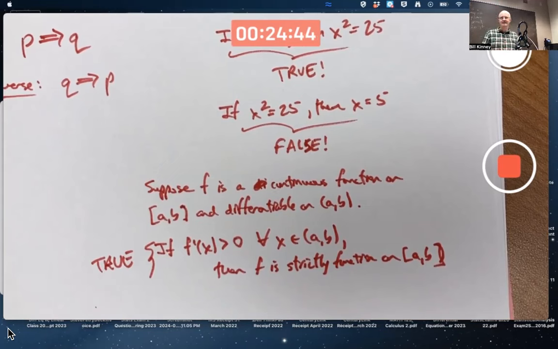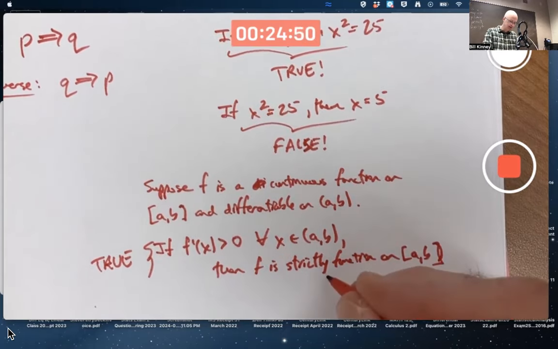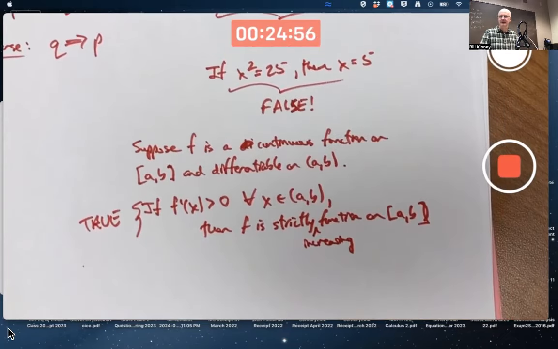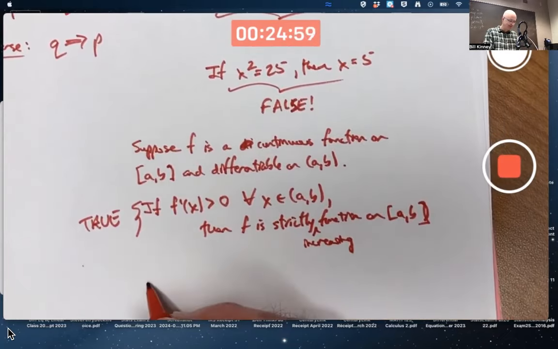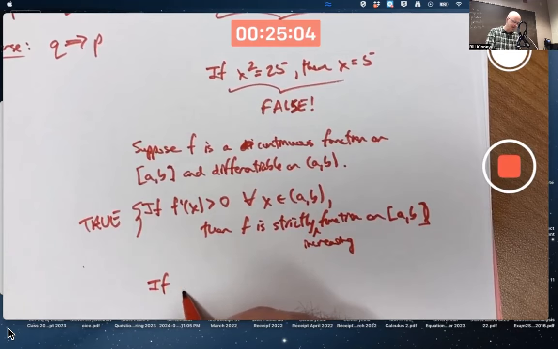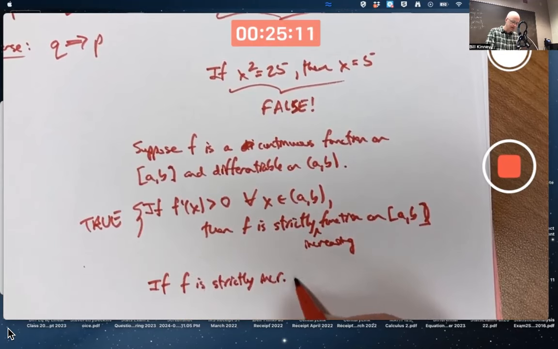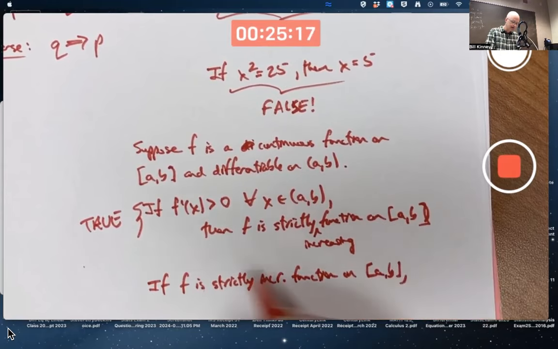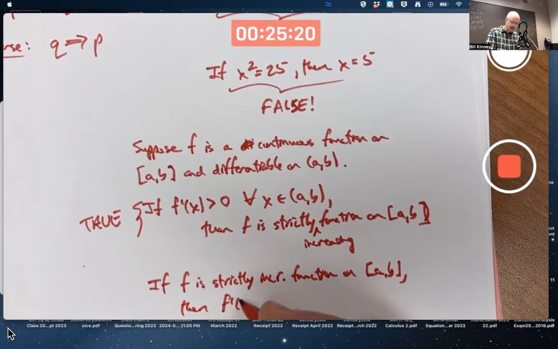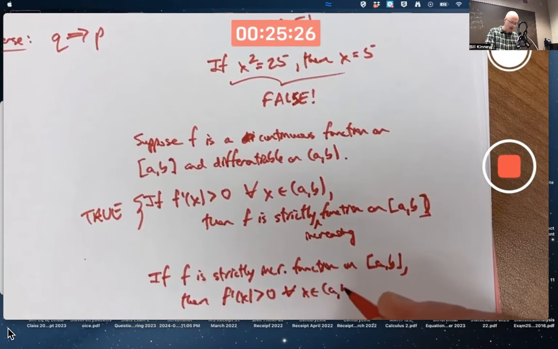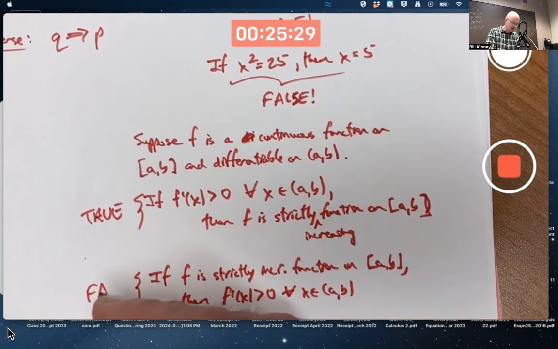Its converse is false, though. I forgot the word increasing in there. Its converse is false, even though its converse seems like it should be true. If f is a strictly increasing function on the closed interval from A to B, then f prime of x is always positive for all x in the open interval AB. That's a false statement, even though it seems like it should be true.